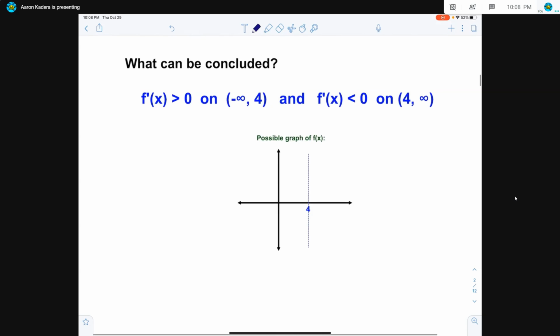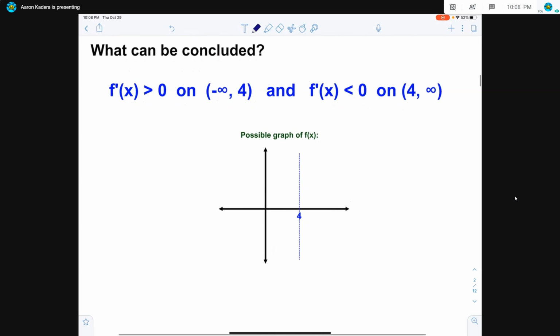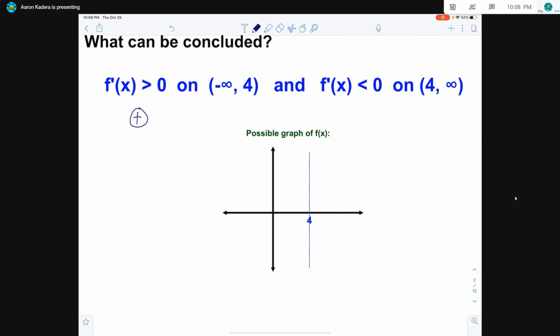So this is the heart of the lesson today: if I say that f prime of x is positive, say up until a value of 4, and I say that it's negative past the value of 4, what can you conclude? Well, again, you don't know about the curvature of the graph, but the function should be increasing up until a value of 4 and decreasing after a value of 4.